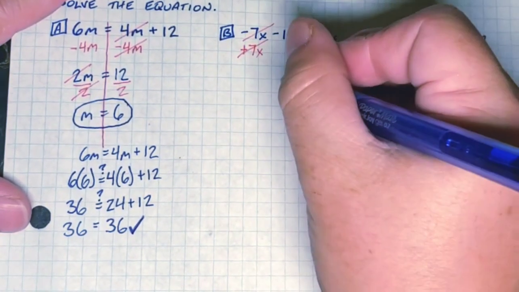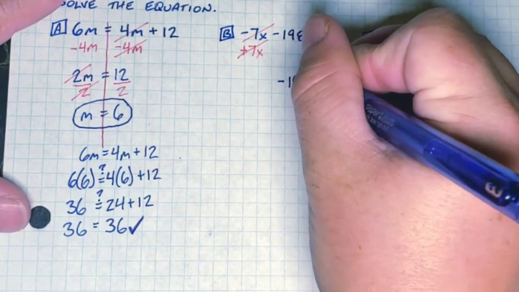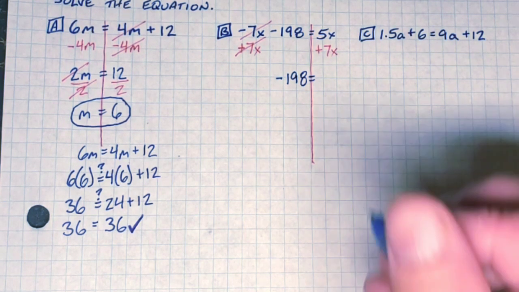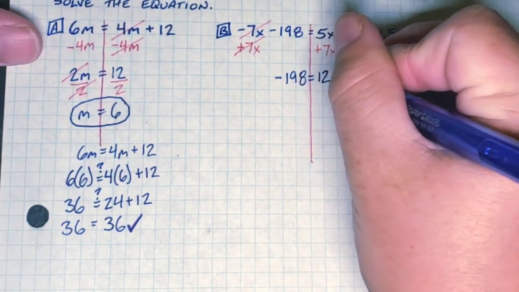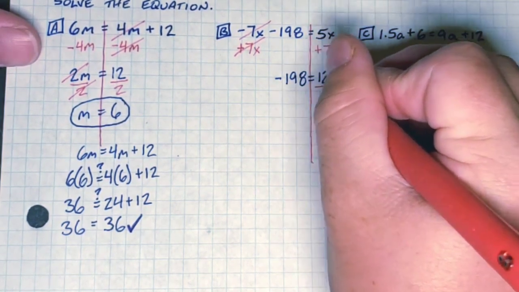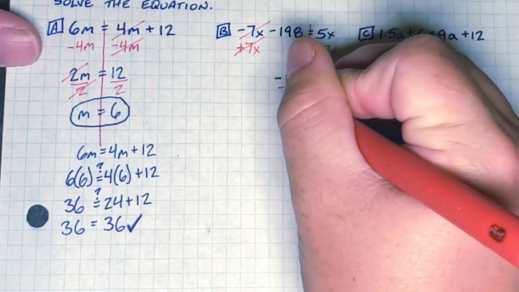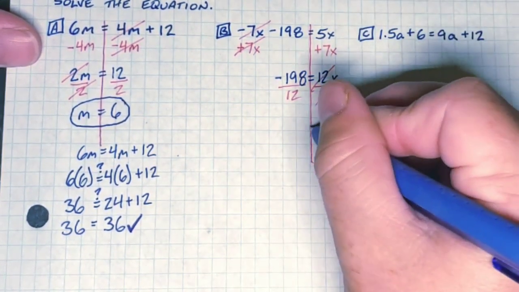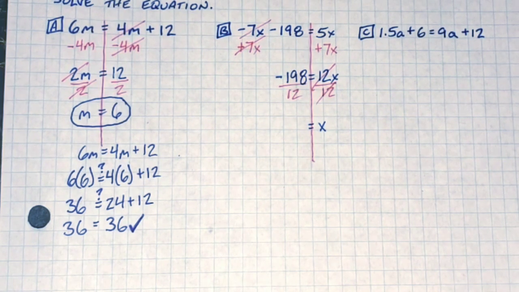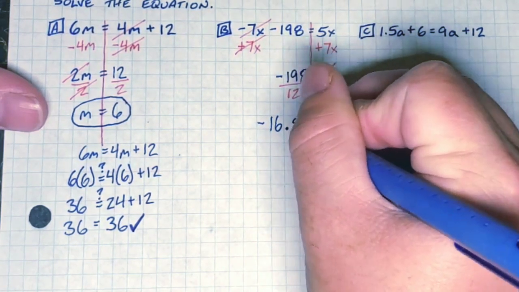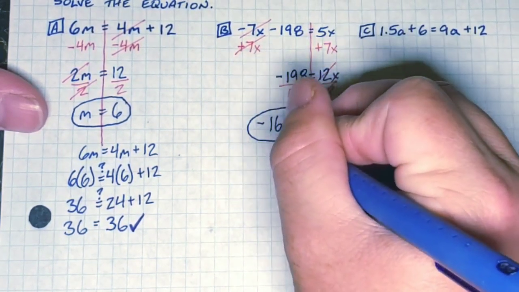What's left is a negative 198. And 5x plus 7x is 12x. Now we just want to get rid of the coefficient. So we divide both sides by 12. Those cancel out, leaves the x by itself. And a negative 198 divided by 12 is a negative 16 and 5 tenths.